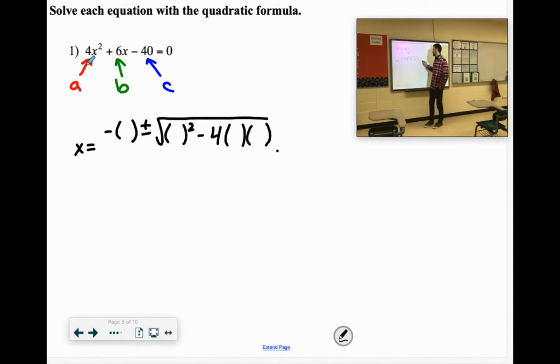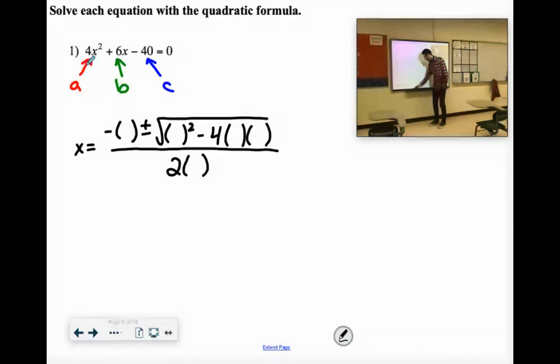Now this is all on the previous slide. The formula is there for you. But you're filling in opposite of b, and b is 6, plus or minus the square root of b squared, so 6 again, minus 4a, which is 4, c is negative 40. All of that is over 2a, which is 4.